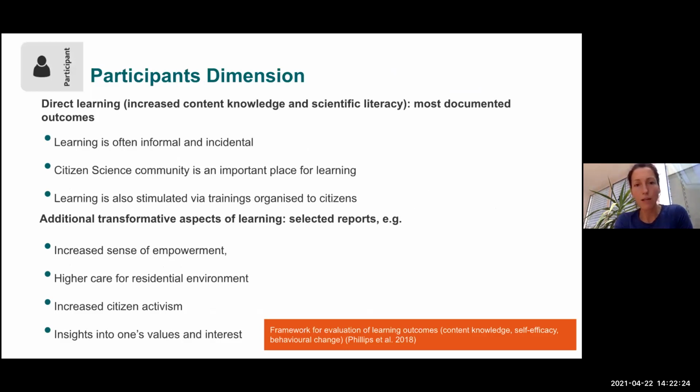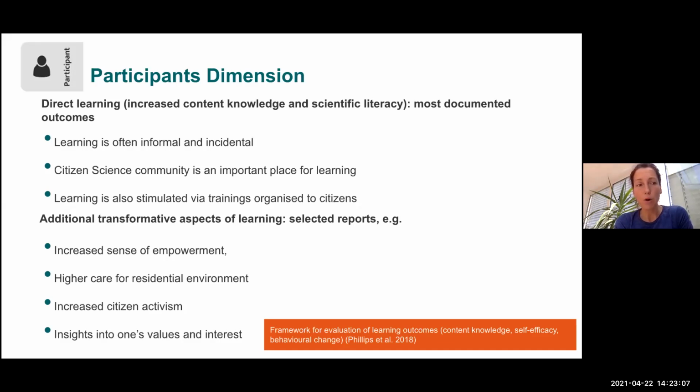Then we have the participants dimension. This is the dimension where we look at the individual people that are involved in citizen science projects. And Barbara mentioned that the most important outcome here that we can find in literature is the learning outcome. So people learn about the topic of investigation, for instance, about bird life, if it's a birding project, or about air quality. But they also learn about the scientific process, about, for instance, that there's a research question, that data are collected, that this data are analyzed. So there are two types of learning.